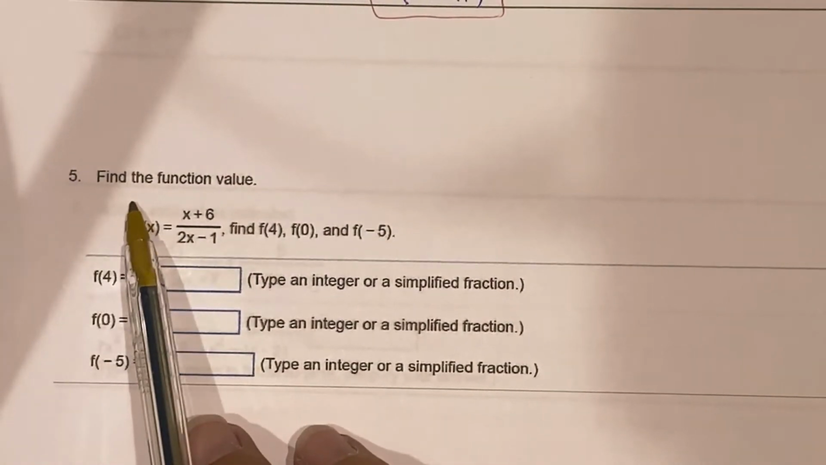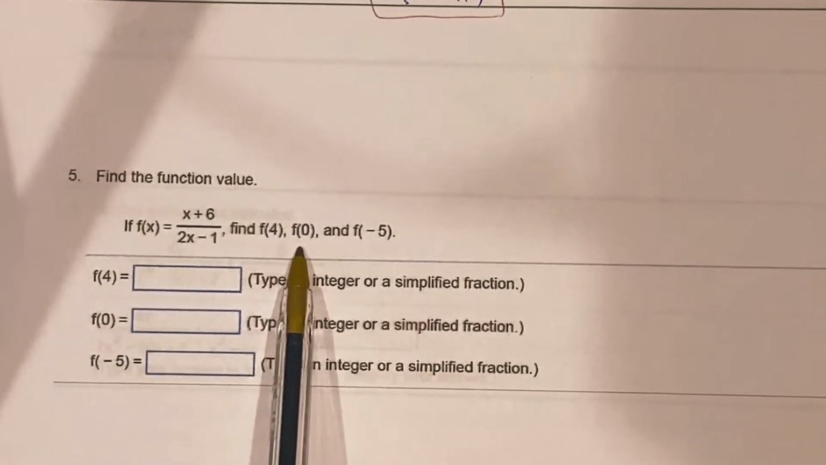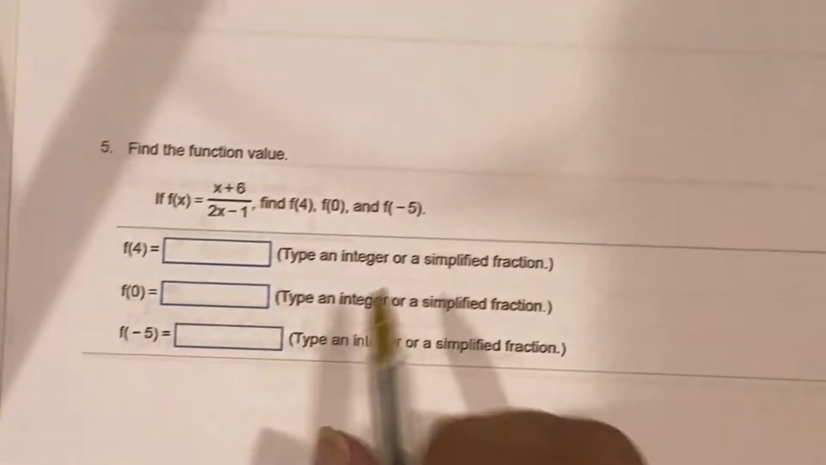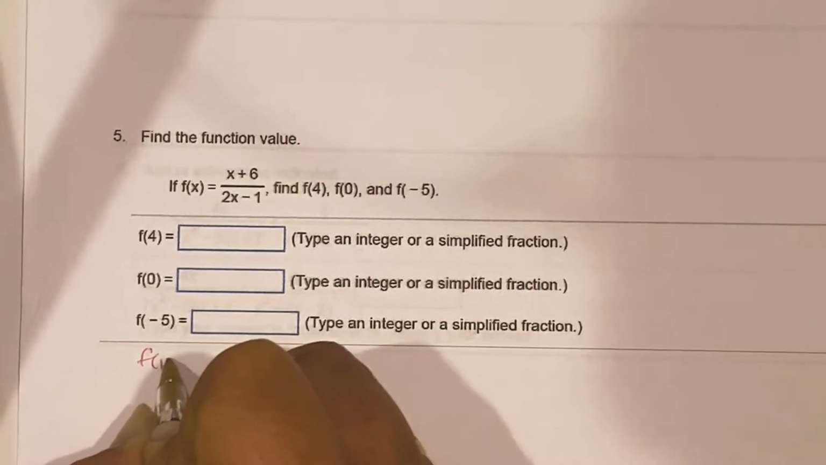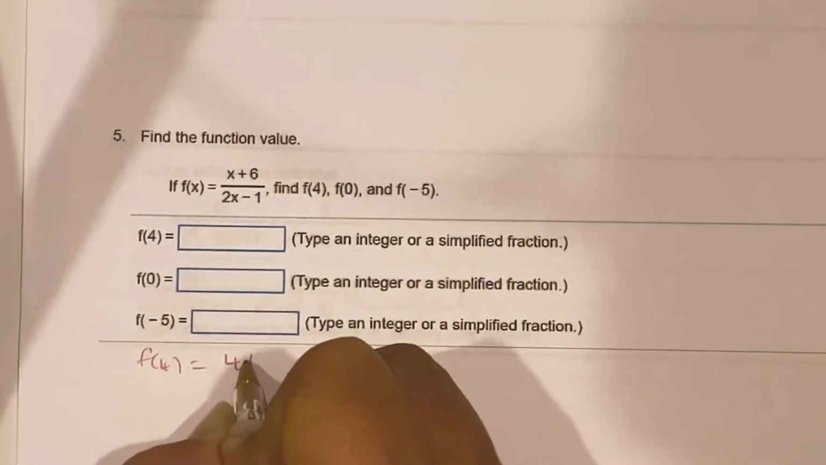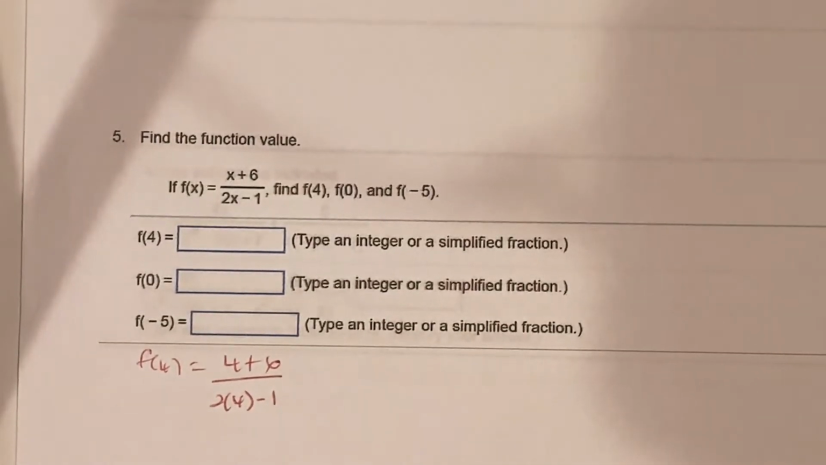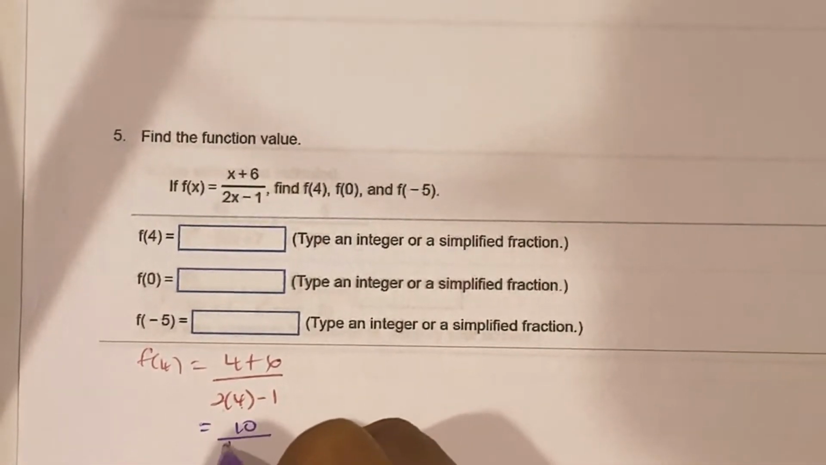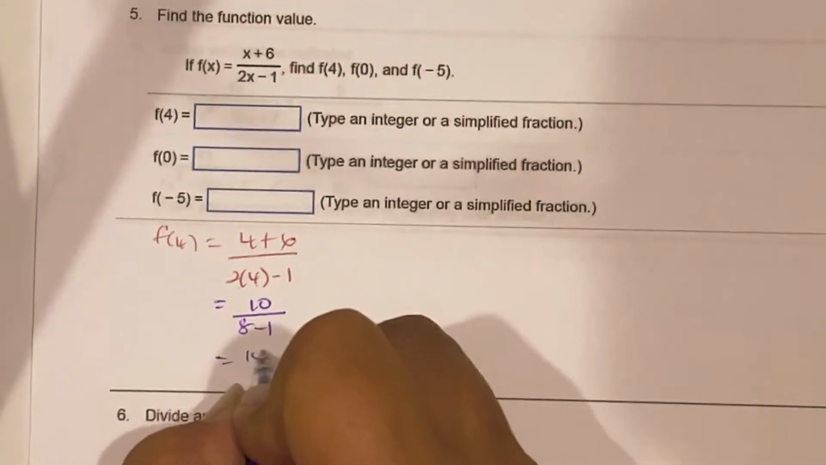On number 5, it says find the function value. So they gave us a function and they want you to find f of 4, f of 0, and f of negative 5. So basically all we're doing is substituting in for x. So on the first one, we're doing f of 4. So we're saying 4 plus 6 over 2 times 4 minus 1. So 4 plus 6 is 10. 2 times 4 is 8 minus 1. So we get 10 over 7.